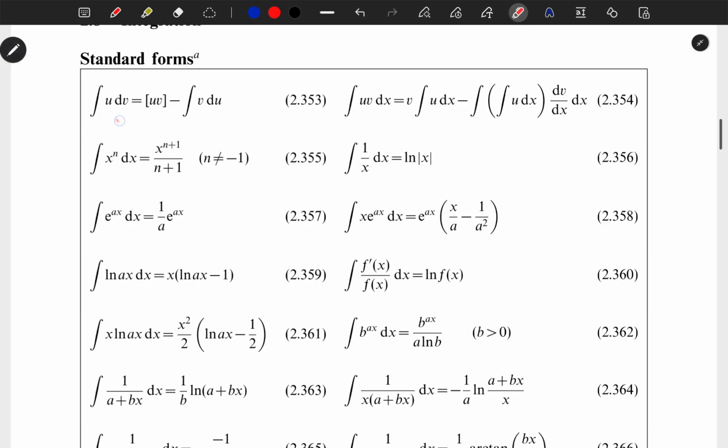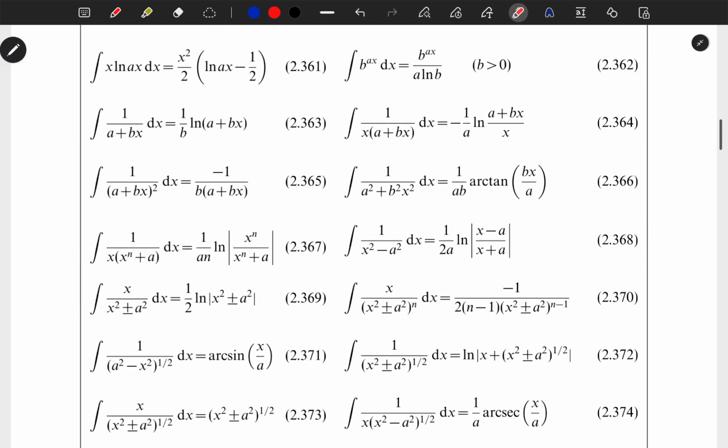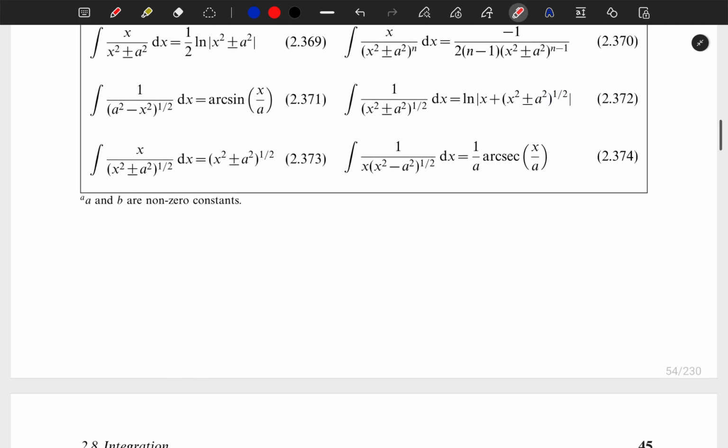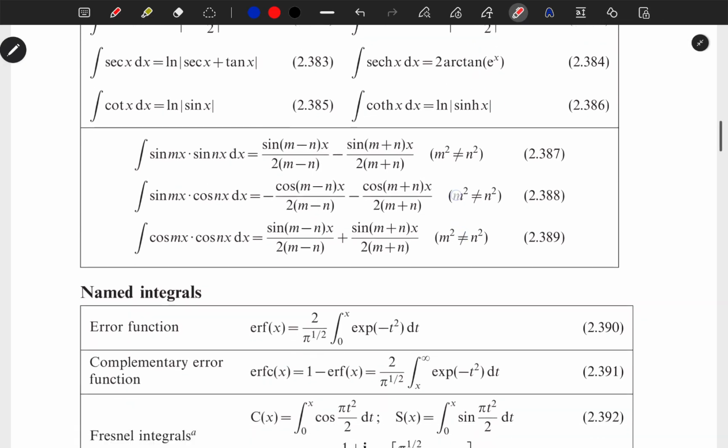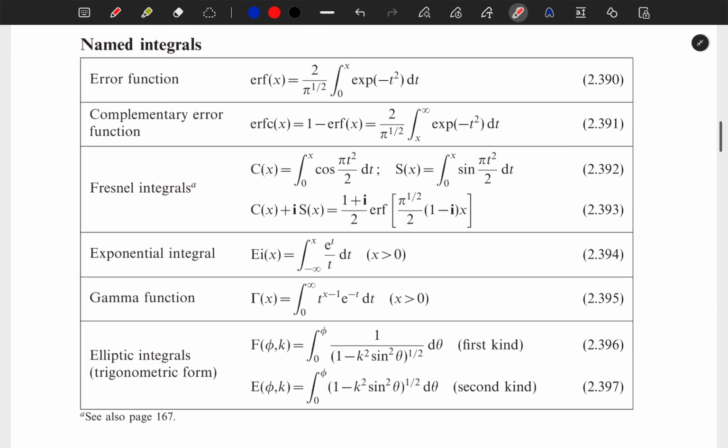Integration: this is integration by parts, these are the basic formulas. Now trigonometric and hyperbolic integrals are also known. So for cosh or sinh integration, it will not change sign. Named integrals: error function and all other phases of integrals, the gamma function. The gamma function is important. Gamma is the integral from 0 to infinity of x to the power n minus 1 times e to the power minus x dx.